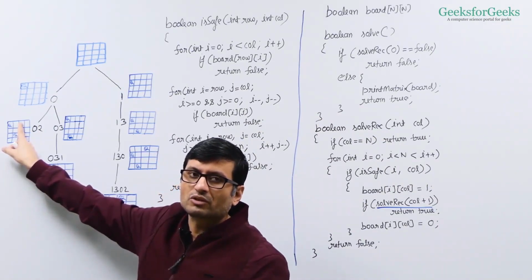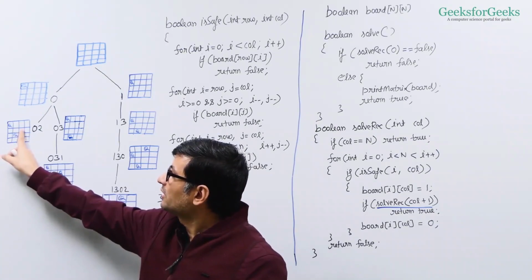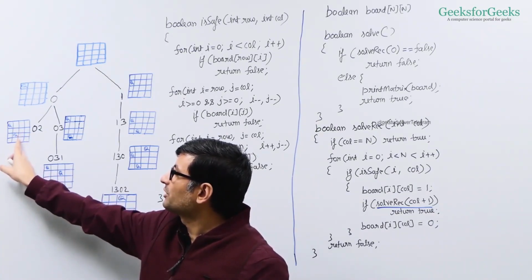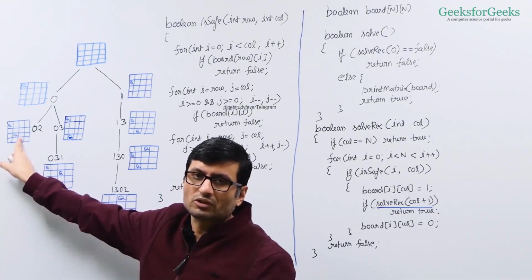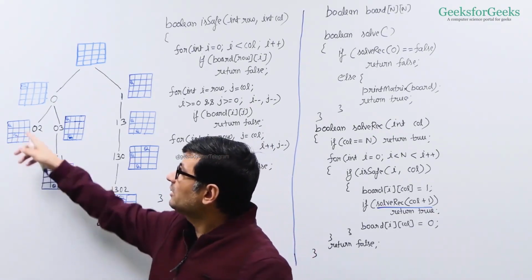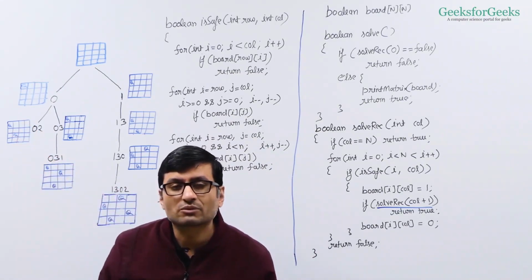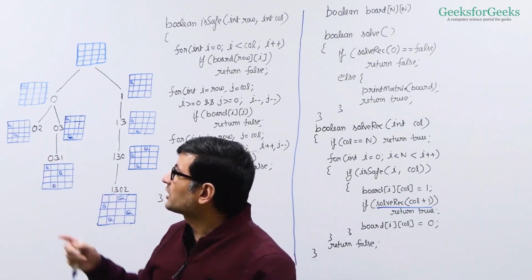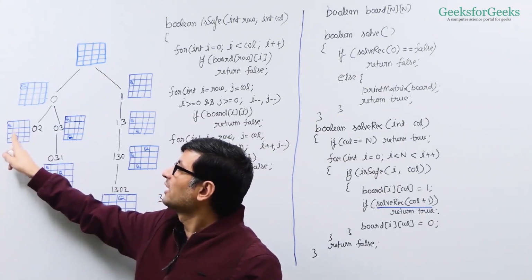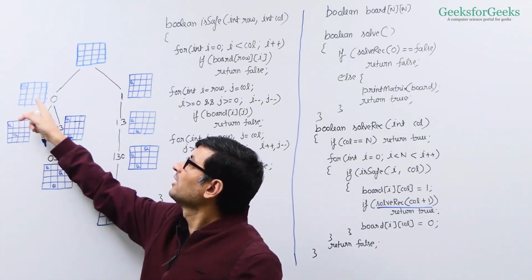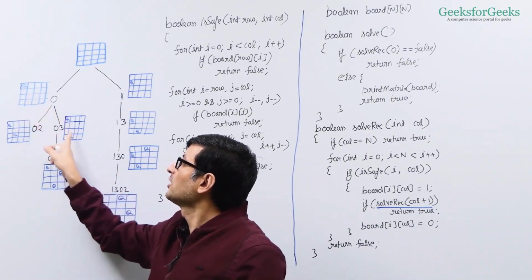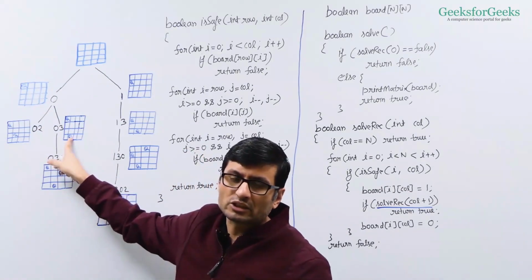isSafe would return false because there is already a queen. isSafe for this will also return false. isSafe for this will also return false. isSafe for this also returns false. So the queen cannot be placed in any of the rows. So this recursive call returns false. When this recursive call returns false, the parent call backtracks and tries the next row, right? So backtracking happens, the queen is removed from here and then the queen is placed here, in the next row.